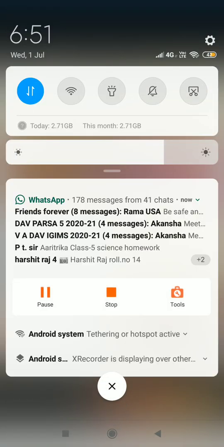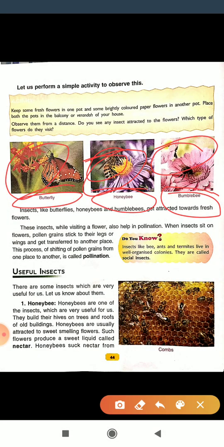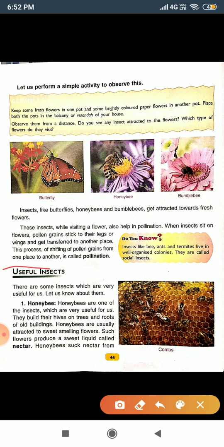And do you know when they will sit on the flower, then what will happen? When they will sit on the flower, then the pollen grains will stick in their legs or wings and get transferred to another place. Okay, from one place to another place. So this is called what? Pollination. So you will ask, ma'am, what is pollination? See here, it is written here. Everyone see the book. In the book, this is here written. The process of shifting of pollen grain from one place to another place is called pollination.